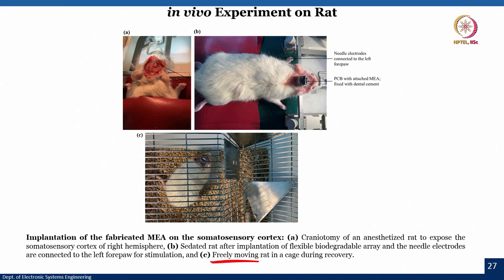So A is craniotomy of the anesthetized rat to expose the somatosensory cortex. This is the region where we implant the device on the rat hemisphere. The next one is the sedated rat after implantation of the flexible biodegradable array, and the needle electrodes are connected to the left forepaw. You can see that the needle electrodes are connected here, right, and finally the freely moving rat is here.